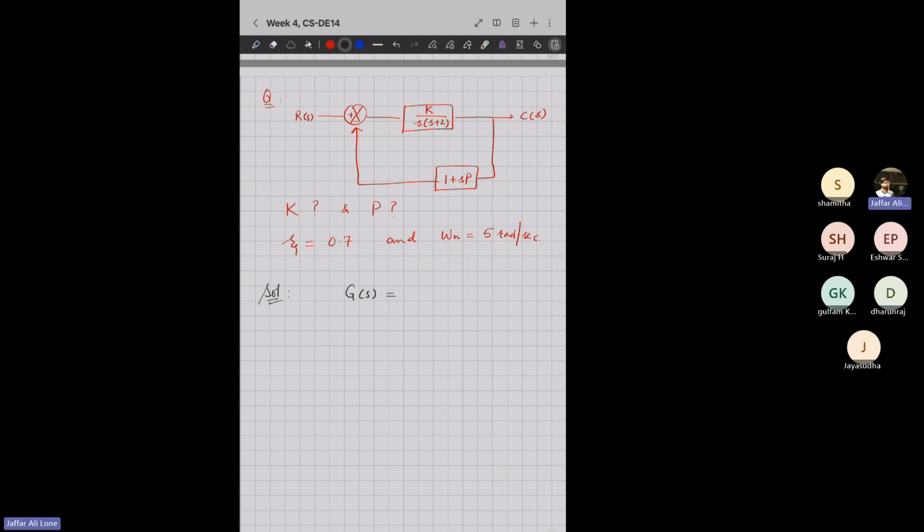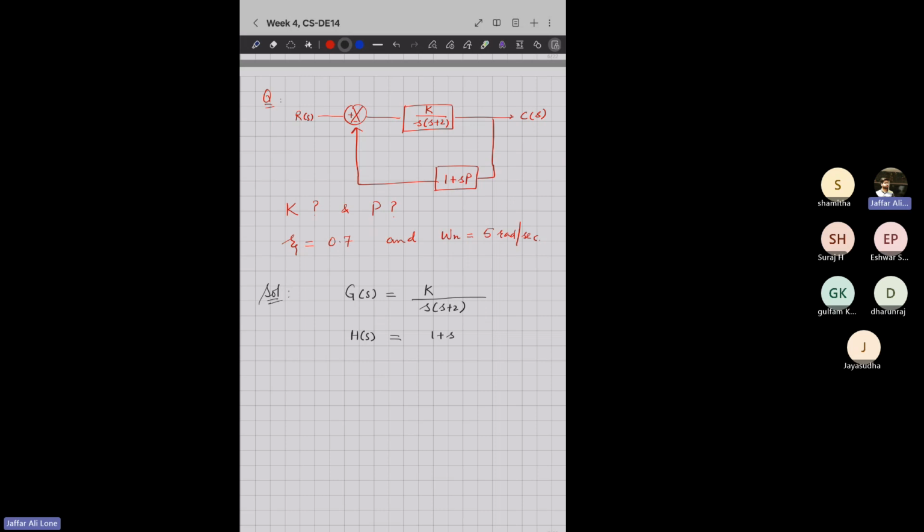Natural damping is already given, sir, sorry. You said the first step is correct. Let's do that one. Darun Raj, let's do that first step now, because when we do that, it will be much easier to visualize. So my G of S is K divided by S into S plus 2. And what is my H of S?